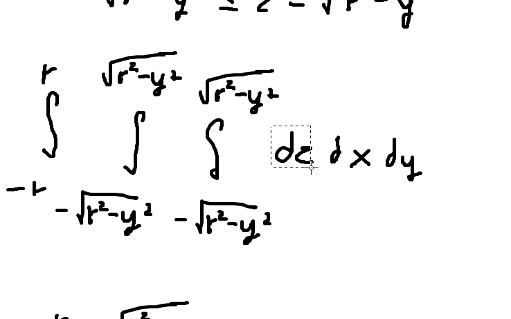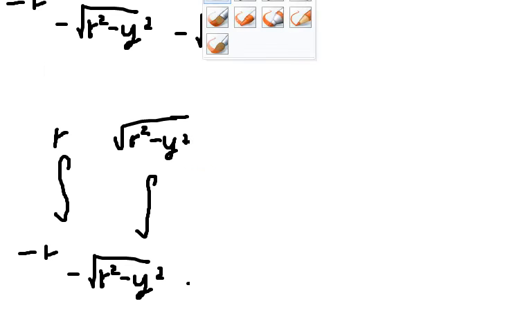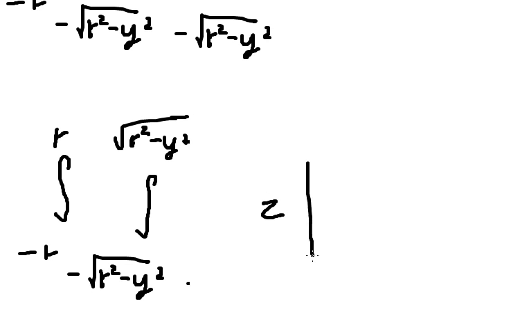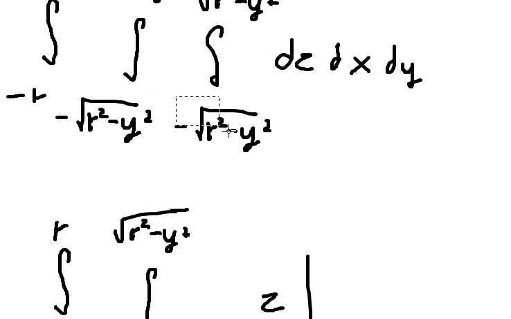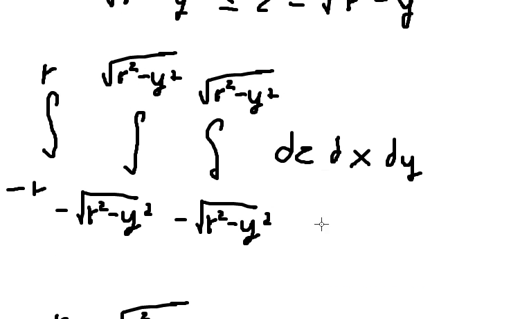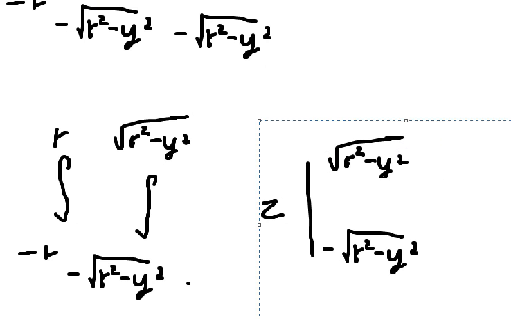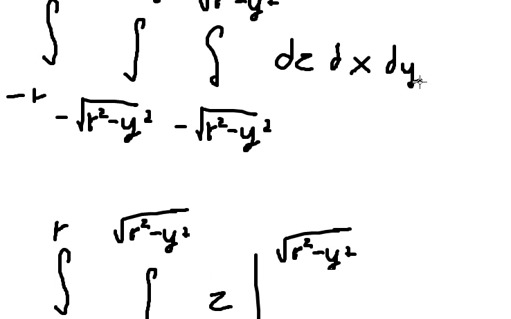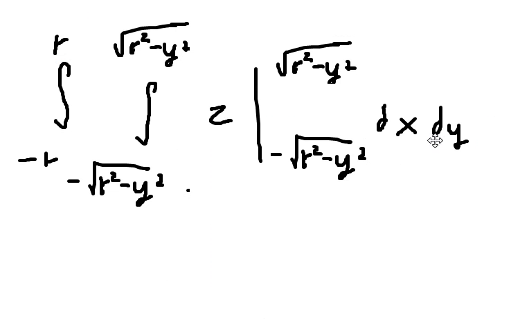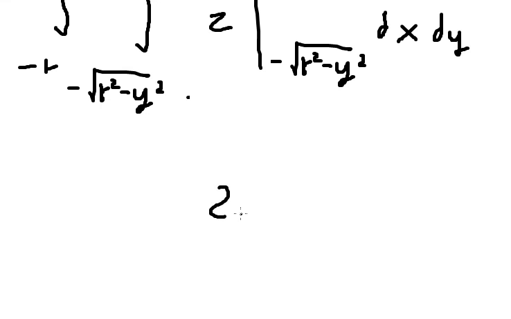So the integration of dz, you got z, and we put the bounds from this one to this one. So the integration of this one, we can put this one going here and this one going here, and we got 2 times the square root of r square minus y square.